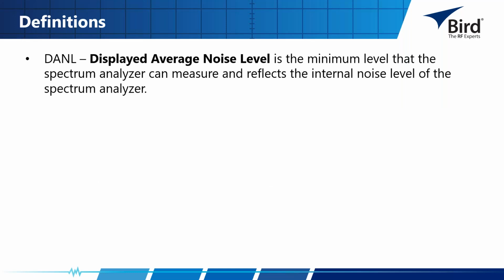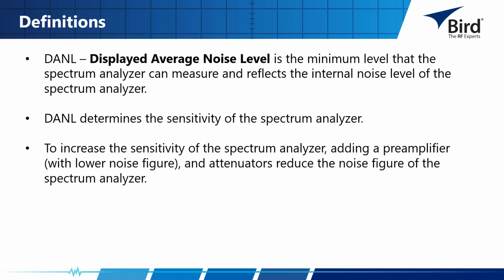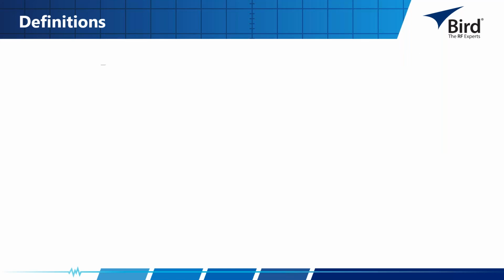DANL, or displayed average noise level, is the minimum level that the spectrum analyzer can measure and reflects the internal noise level of the spectrum analyzer. It determines the sensitivity of the spectrum analyzer. To increase the sensitivity, add a preamp with a lower noise figure, and attenuators reduce the noise figure of the spectrum analyzer. Lower resolution bandwidth leads to lower DANL.